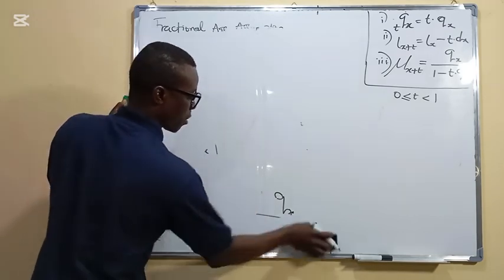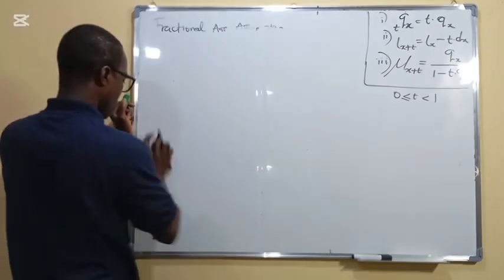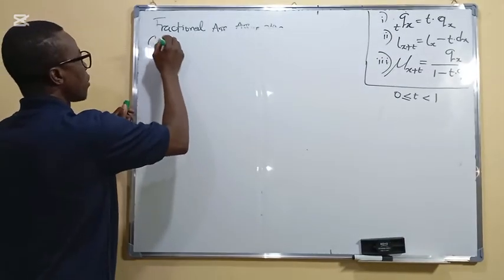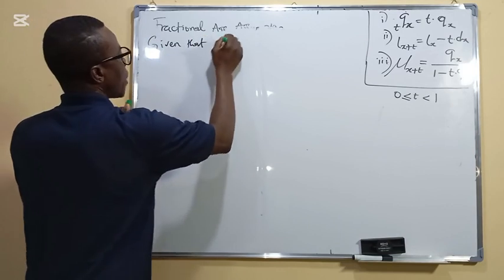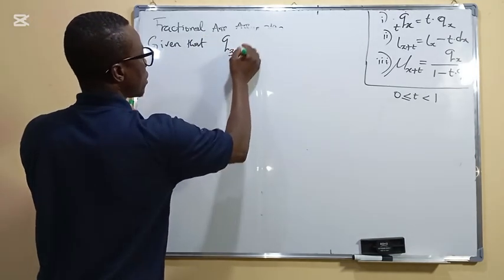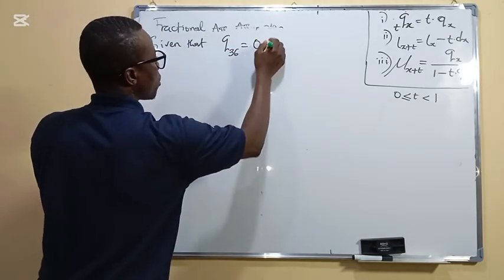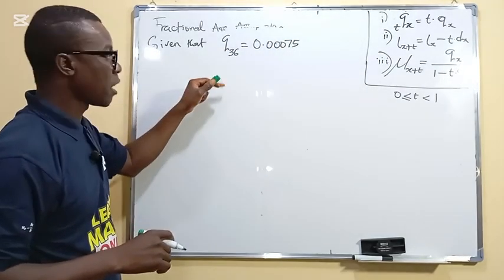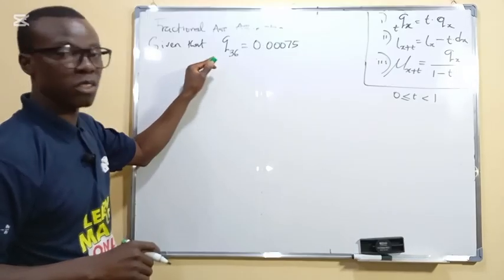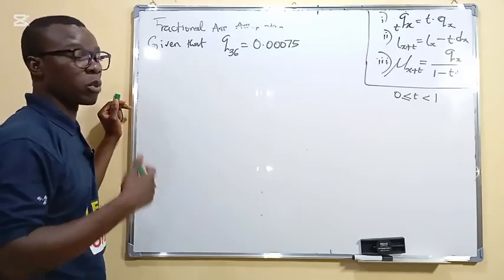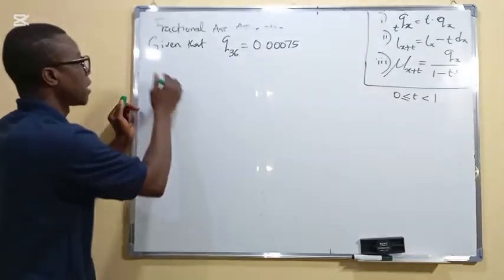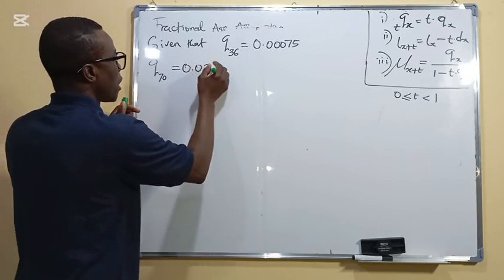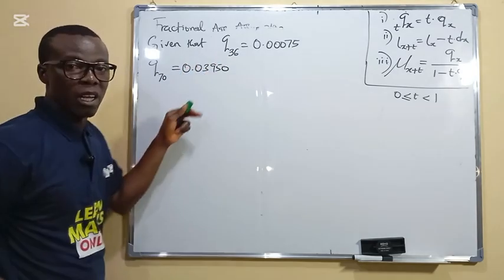So now, having this, I'm going to solve a question. I'm going to write a question here on the board and make use of all these ideas to solve it. So let's say we are given that q36 is 0.00075, that is to say the probability that a life aged 36 will not survive beyond 1 year. And we also have q70 to be 0.03950. And that's what we have.